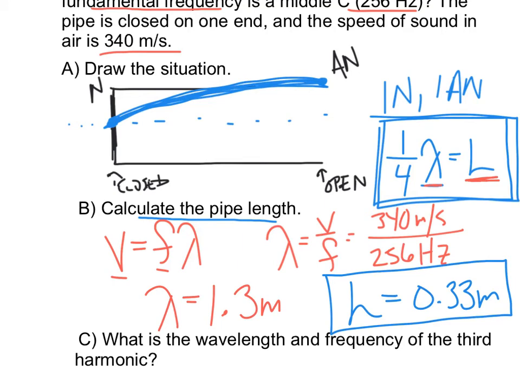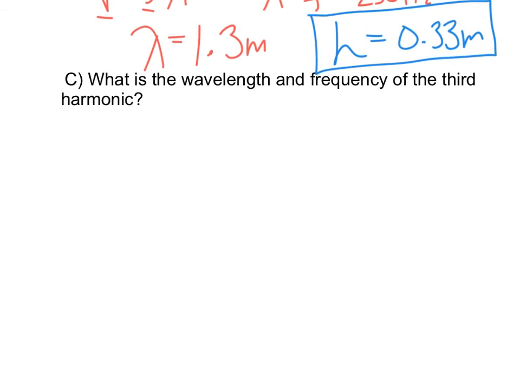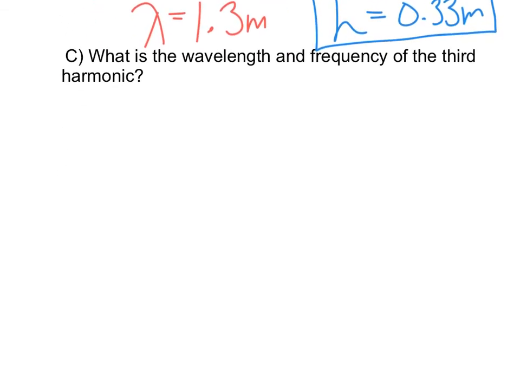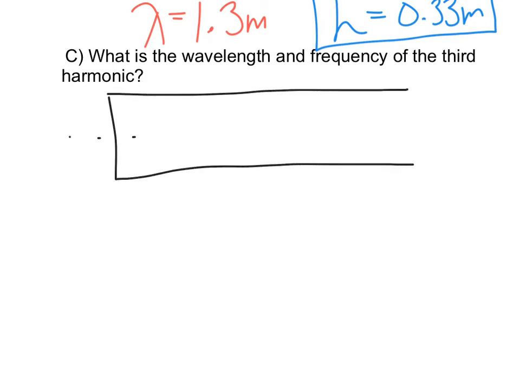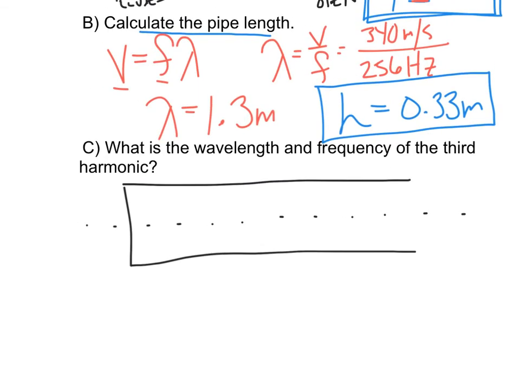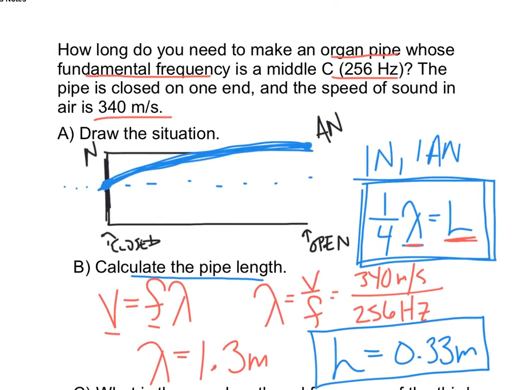All right. With that part done, we're going to go on to think about the next part here. What's the wavelength and frequency of the third harmonic? Notice we skipped a harmonic. I didn't ask you about the second harmonic. The second harmonic cannot exist in a closed-ended pipe. Our third harmonic is going to be 3 times the fundamental frequency. So one thing that I know about my frequency for this standing wave is it should be roughly 3 times 256.